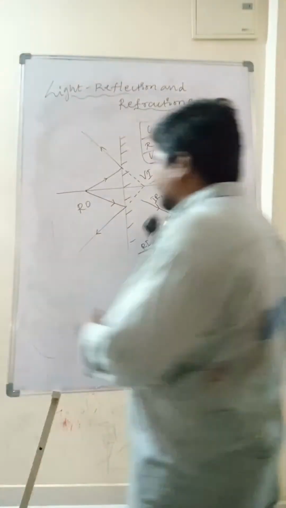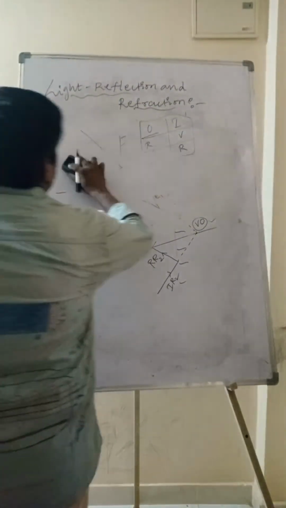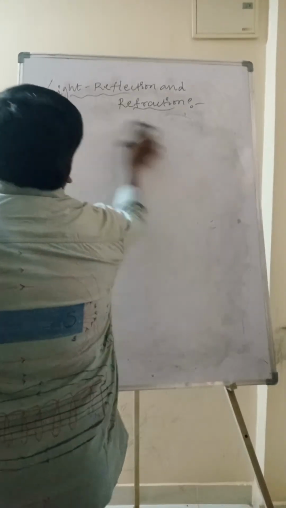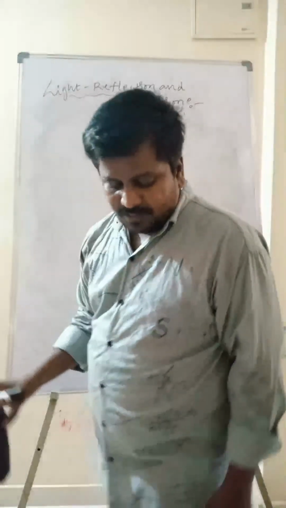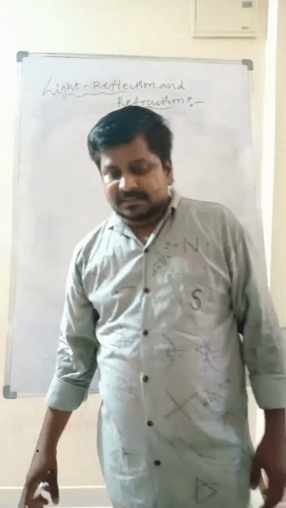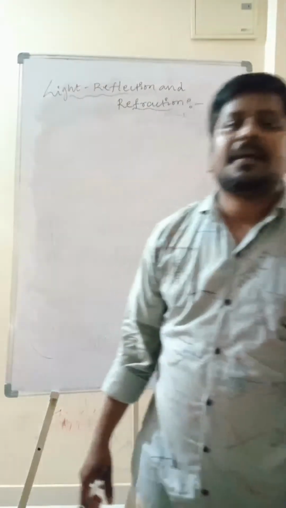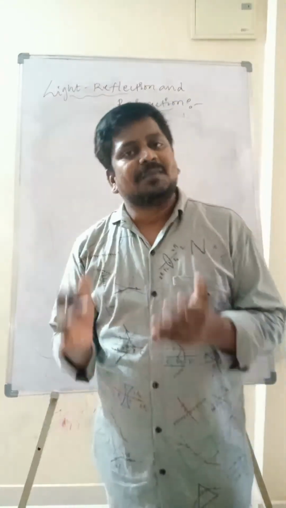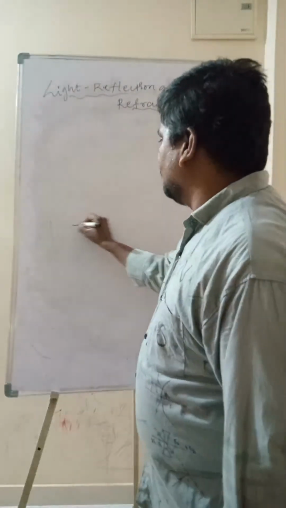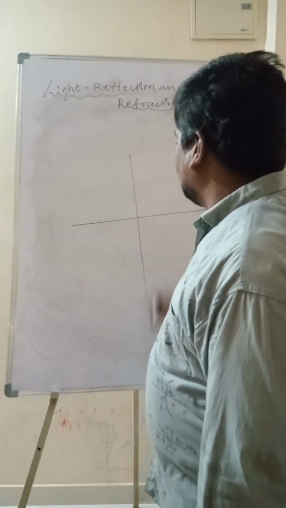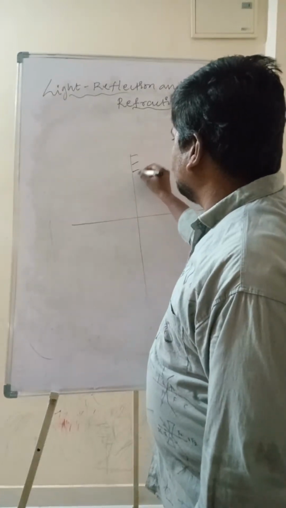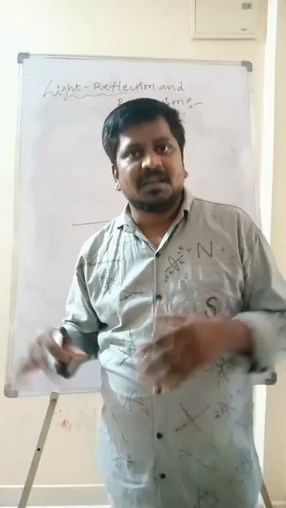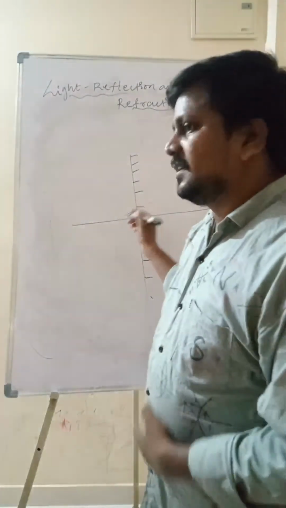Now we will go with one more topic: characteristics of the image formed by the plane mirror. So I am taking a plane mirror like this. This is a plane mirror I am considering. One side is the reflecting surface, and the other side is the coated one.